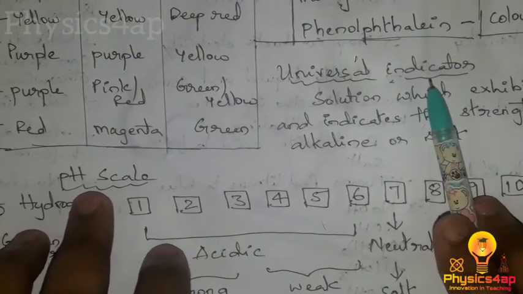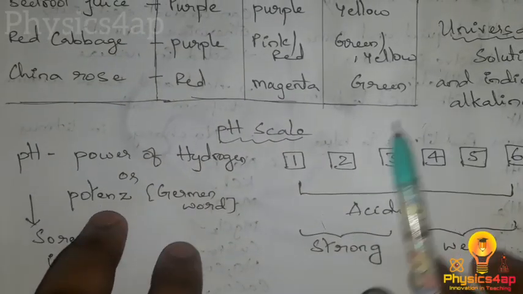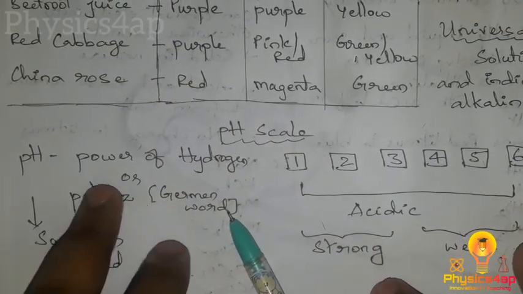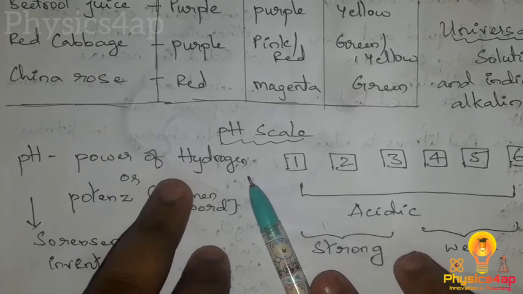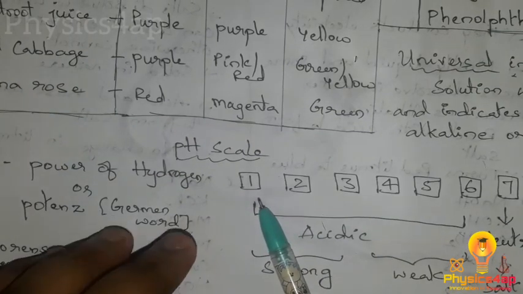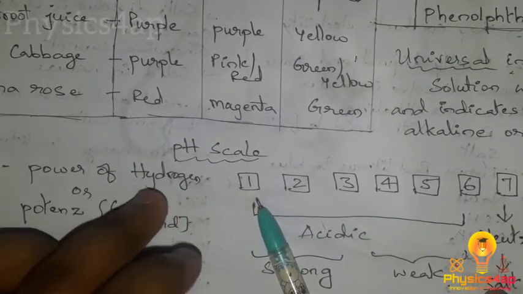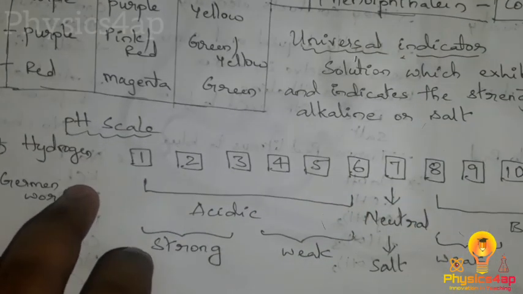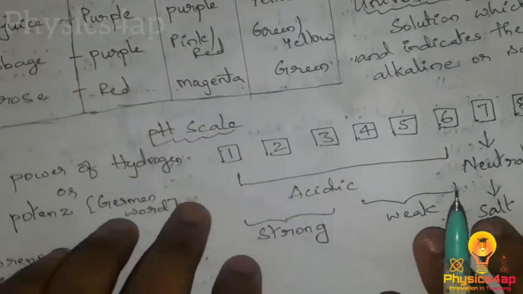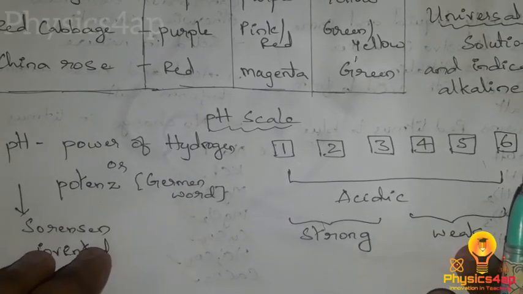The universal indicator is also called the pH scale, which is called potenz, a German word, or also the power of hydrogen ions. So the more the hydrogen ions, the less the pH value. Fewer hydrogen ions, the more the pH value will be. And this was invented by Sorensen, a German scientist.